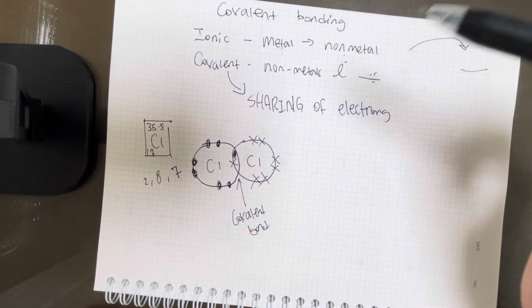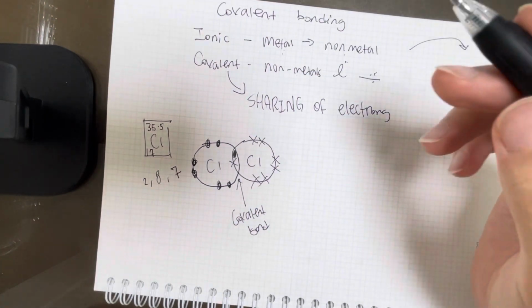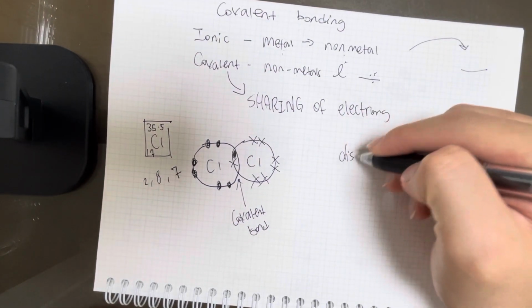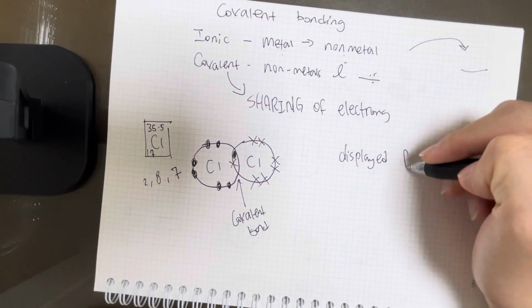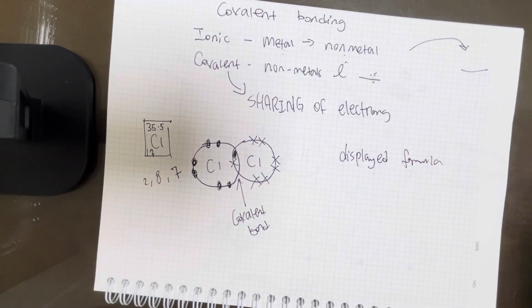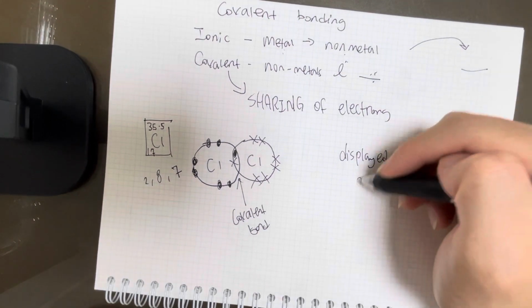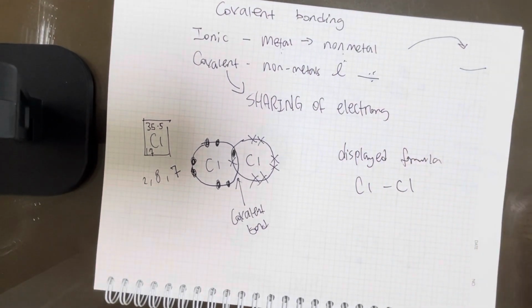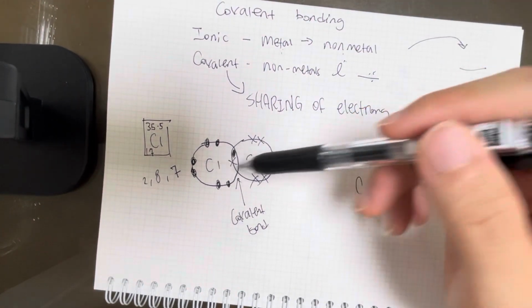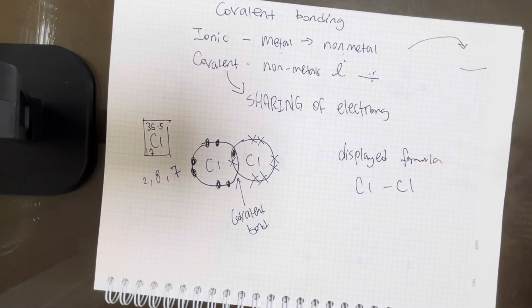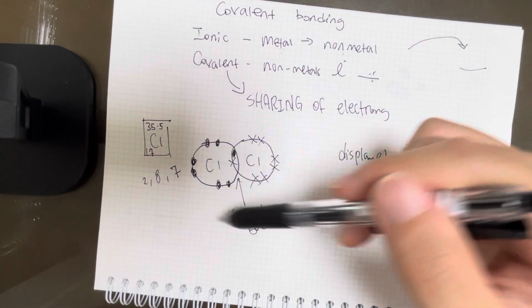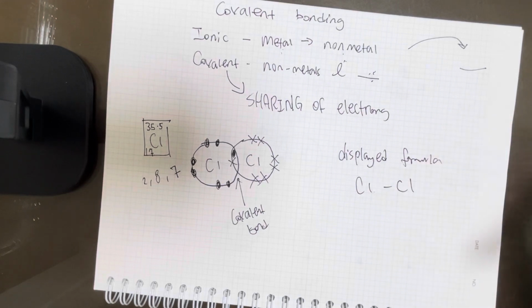But we can show the covalent bond of chlorine in another way too. It's called a displayed formula. Displayed formula sounds all confusing, right? This is all it is. That's it. What does this mean? It means we're just going to have 2 chlorine atoms, right? And they're bonding covalently as shown by this dash. We're just getting rid of all these electrons and we're just replacing that with just a dash showing that these 2 chlorine atoms have bonded covalently.